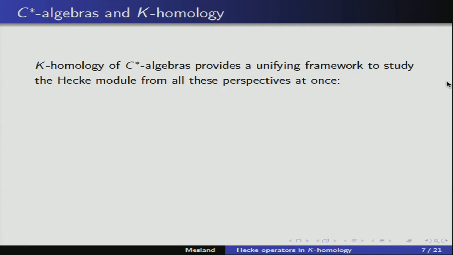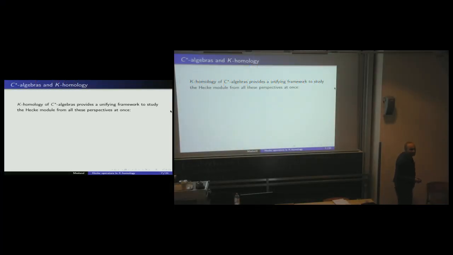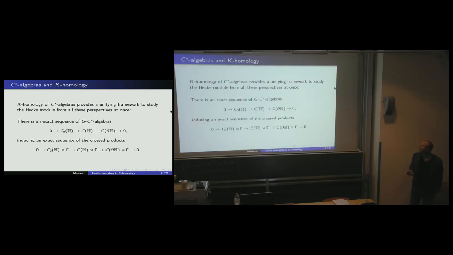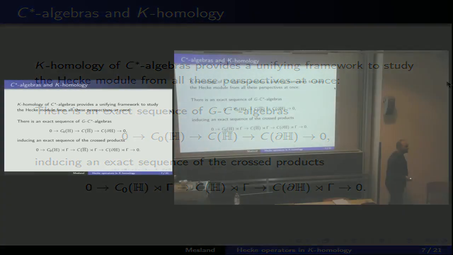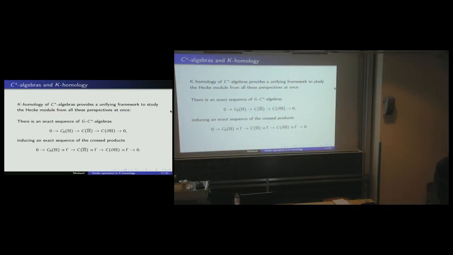And so you can say that K-homology and K-theory of C-star algebras provide this unifying framework for studying these actions from these three perspectives at the same time. So you look at the manifold, you look at the group, and you look at this boundary, and you can study all these models with the same tools. And the picture, as I described, is you get an exact sequence of C-star algebras on which this Lie group G acts. So this is an equivariant exact sequence.